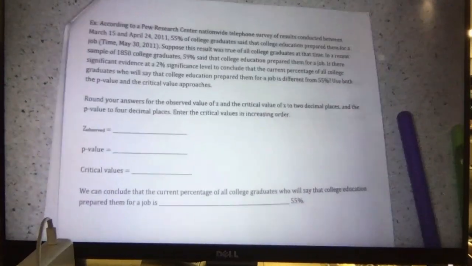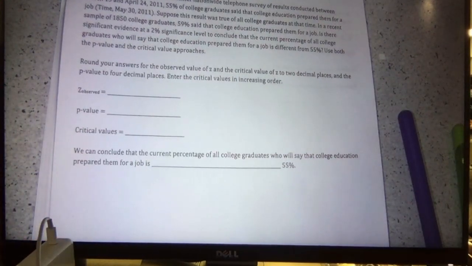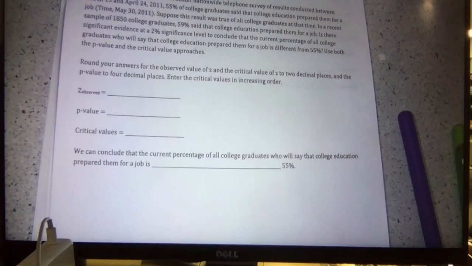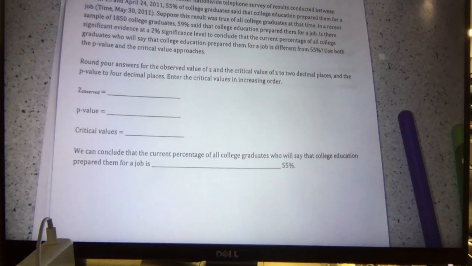Next one, page 14. According to a Pew Research Center nationwide telephone survey of results conducted between March 15th and April 24th, 2011, 55% of college graduates said that college education prepared them for a job. Suppose this result was true of all college graduates at that time. In the recent sample of 1850 college graduates, 59% said that college education prepared them for a job. Is there significant evidence at a 2% significance level to conclude that the current percentage of all college graduates who will say that a college education prepared them for a job is different from 55%? Use both P and Z, all of that good stuff.